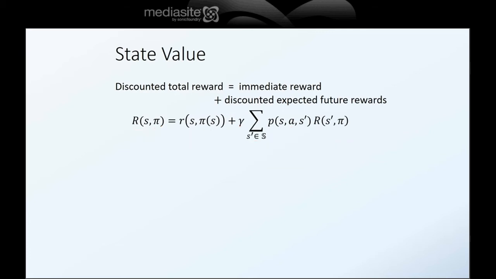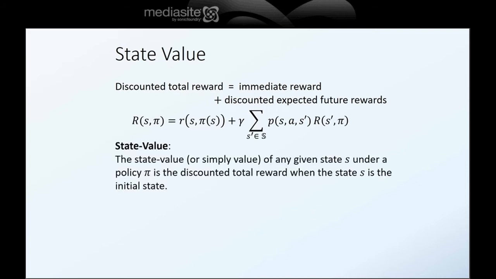So the state value is defined in terms of this discounted total reward. The state value, or simply the value of a state S under a policy pi, is the discounted total reward when the state S is the initial state. So you are in state S. The value of this state S is simply the discounted total reward, and of course under policy pi. In other words, we have this. So this is the expected total reward under policy pi, and that's equal to the value of the state S under policy pi.